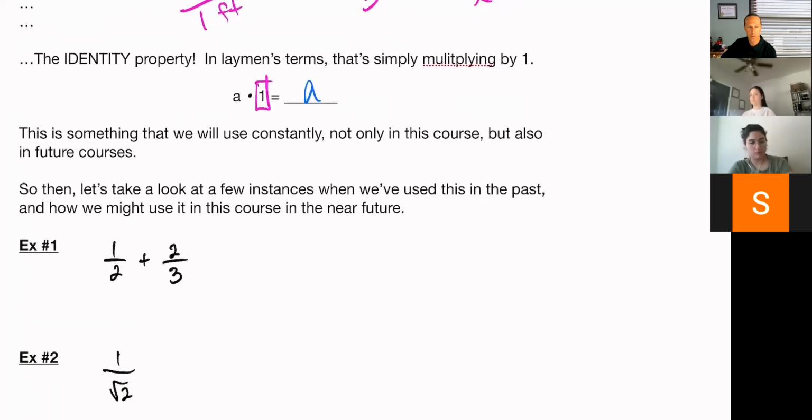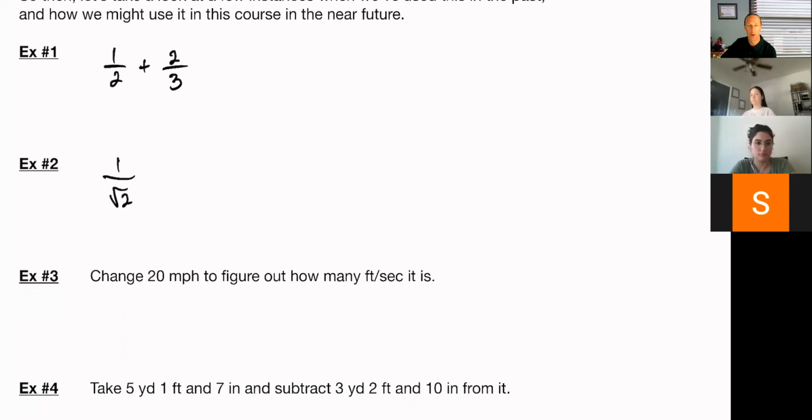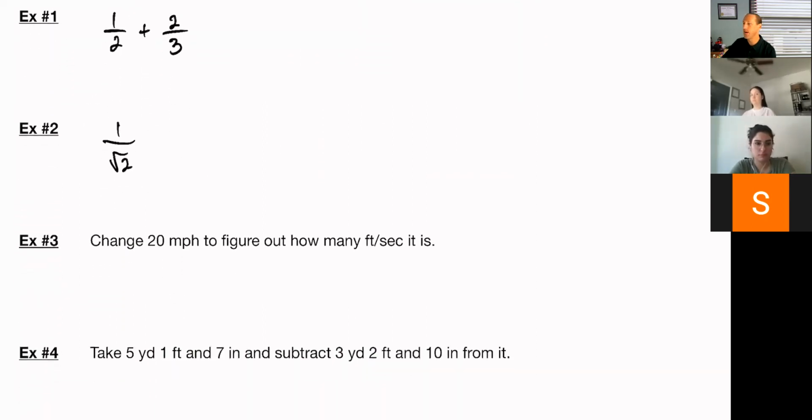I threw a few examples together of when you've already been using this type of idea. So I'm just going to run through this with you guys. Obviously, you probably, I should say, know how to do this. But if you look at example number 1, this is one of the most missed questions by seniors in high school taking the SAT. Yes, you heard me right. 1/2 plus 2/3.